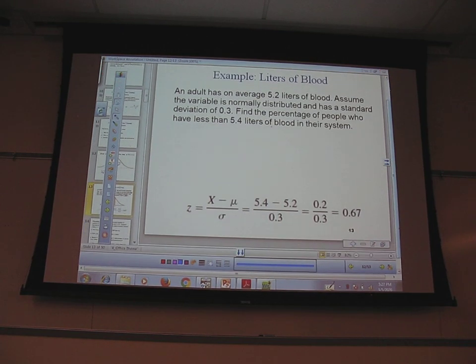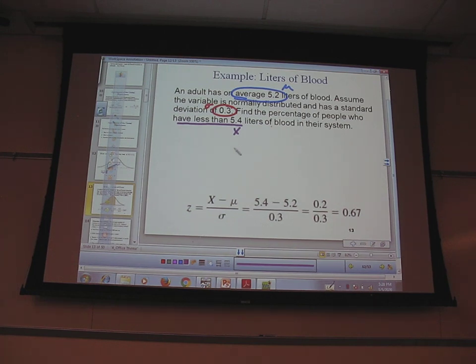Here, the first thing we're going to do, what's 5.2? It's your mean. What's 0.3, everybody? Standard deviation, that's our sigma. And then we need to figure out the percentage of people who have less than 5.4 liters. That is our x. So we need to change our x to a z-score first.